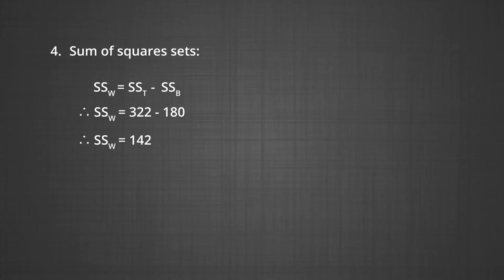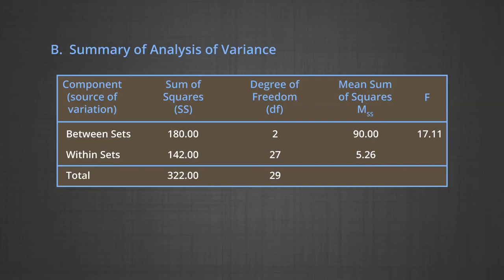Then we set up a summary of analysis of variance so that we can have at a glance the values that we have obtained. And this once again shows four columns: sources of variation (between sets, within sets, and total), degrees of freedom, then sum of squares, then mean square. Between sets, we have 2 degrees of freedom, SS is 180, and mean square is 90. Within sets, we have 27 as degrees of freedom, the value of sum of squares is 142, and mean square is 5.26. Total degrees of freedom is 29.